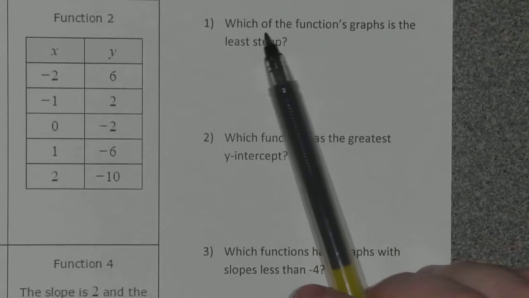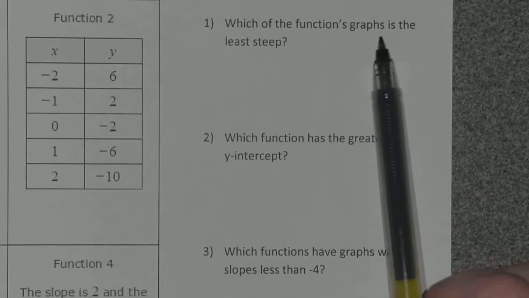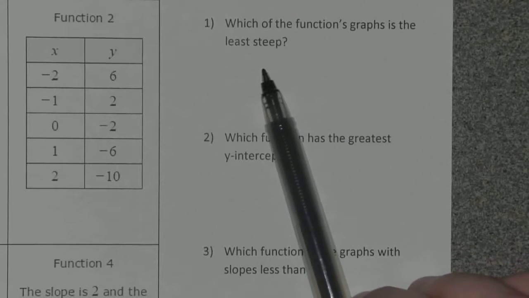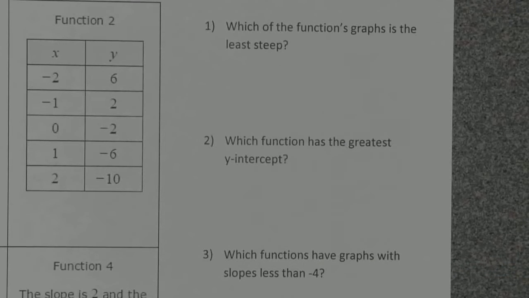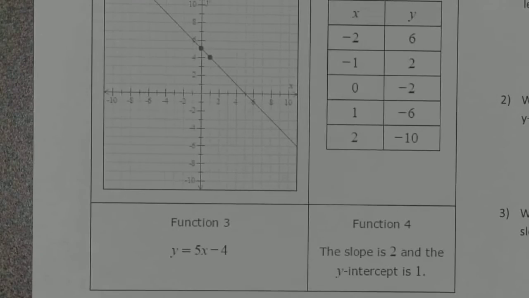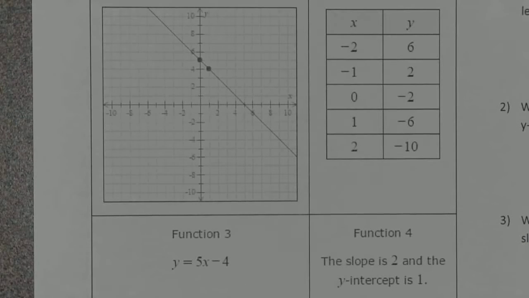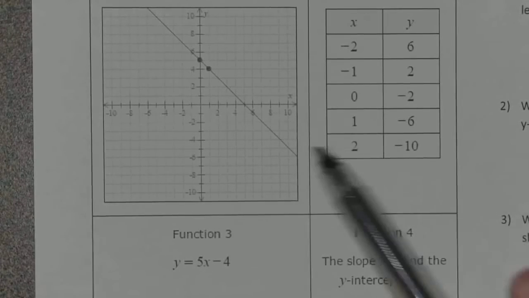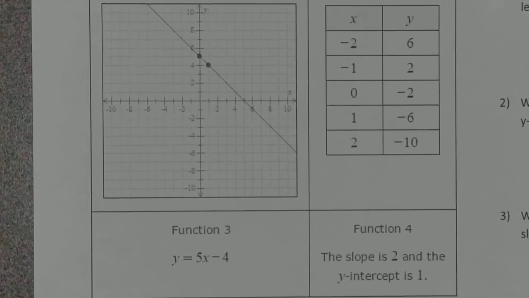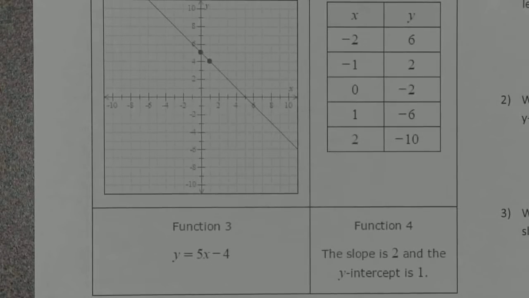So number 1 says which of these functions graphs has the least steep slope. So if we were looking at the slope of these, we would be looking to see which one climbs the slowest. Does that make sense? So how can you tell which one of these functions would have the least steep slope? Anybody have an idea?